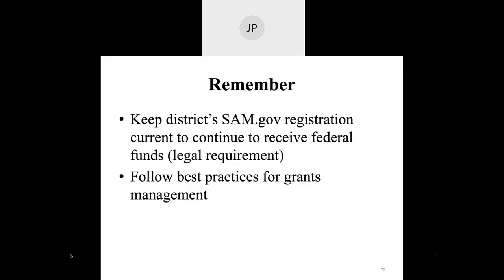We encourage you to set an internal control because that SAM registration expires and it must be renewed annually. So you want to have an internal control to ensure that you renew your SAM registration before it expires, because you don't want to get notified by our Office of General Counsel that your SAM registration has expired and you're not going to get federal funds until you come back into compliance.